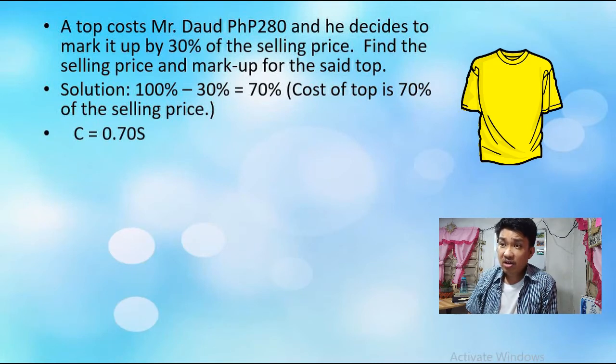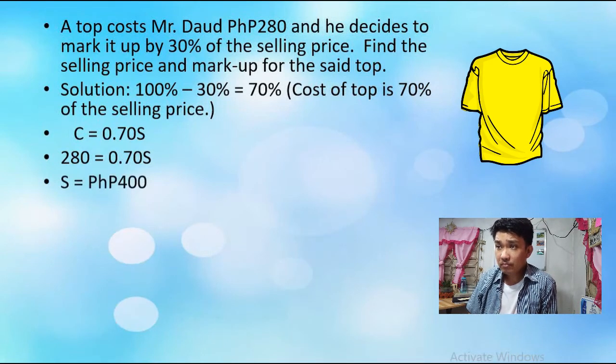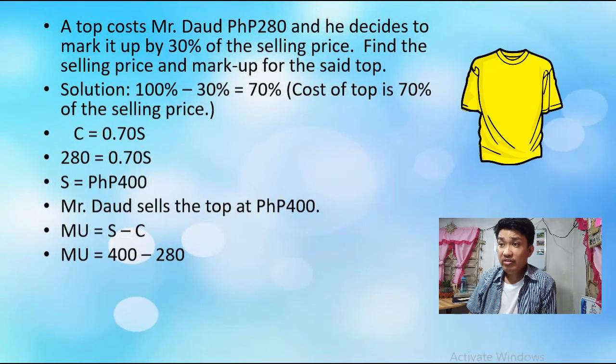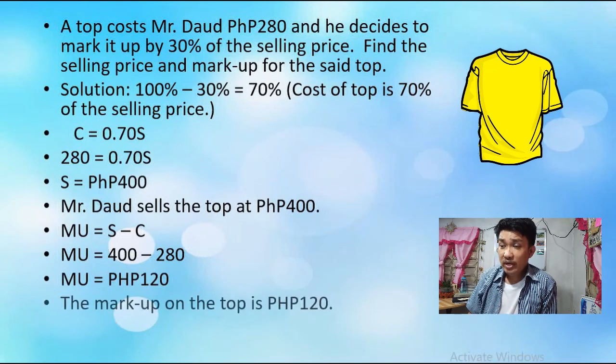So the cost is 280 pesos, which is equal to 0.70 S. So S is equal to 400 pesos. Mr. Daod sells the top at 400 pesos. So we will now find the markup. Markup is equal to the selling price minus the cost. So markup is equal to 400 pesos minus 280 pesos. So the markup is 120 pesos. So the markup on the top is 120 pesos.